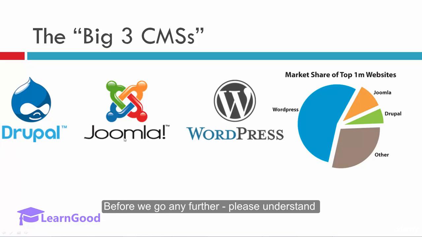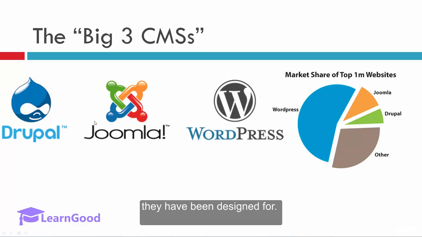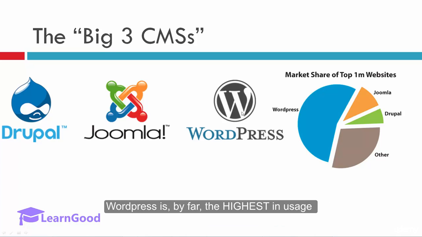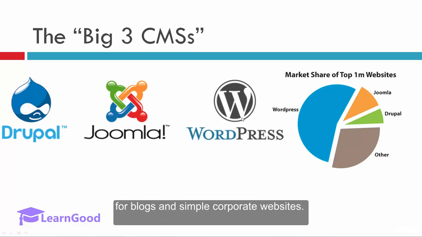Before we go any further, please understand that there is no good and bad CMS classification here. Each of these three big CMSs has their own utility and are best suited to do what they have been designed for. WordPress by far is the highest in usage popularity, and that is because it is essentially a blogging platform. It is the simplest and easiest to use with a minimal learning curve. It is best suited for blogs and simple corporate websites.